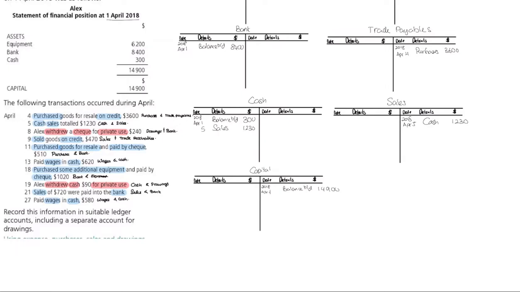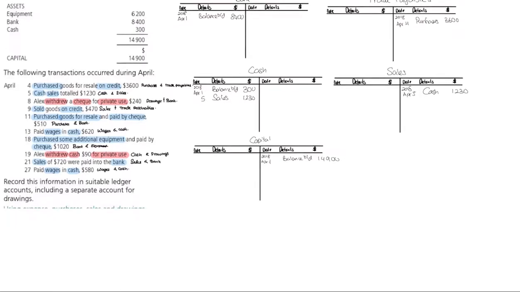April 5th. Next, Alex withdrew a cheque. Okay, so you can see here, withdrew a cheque, meaning that you took out from your bank, because cheque refers to bank. For what purpose? For private use. For private use means that it has to go into an account called drawings.